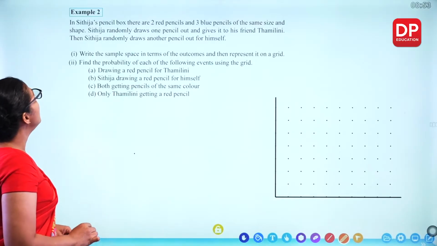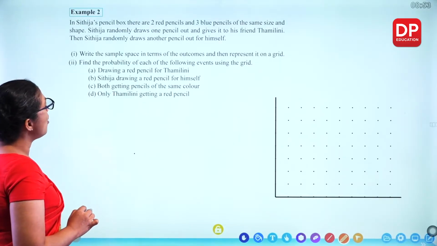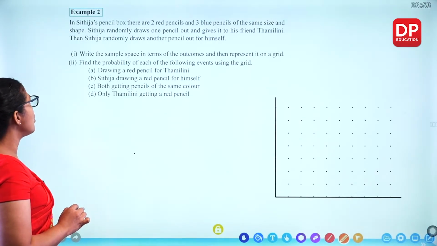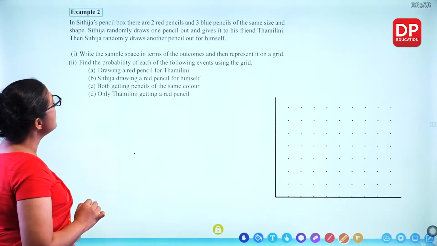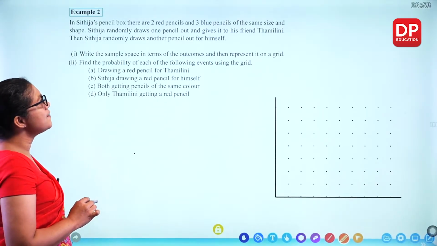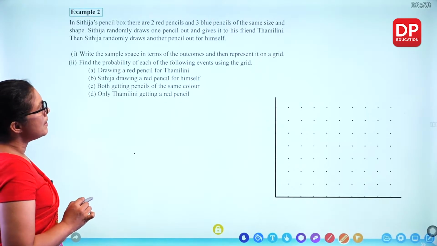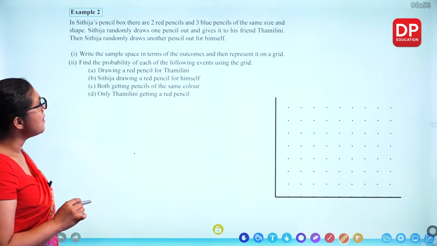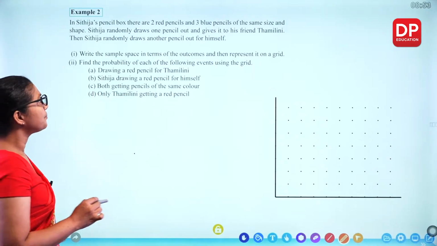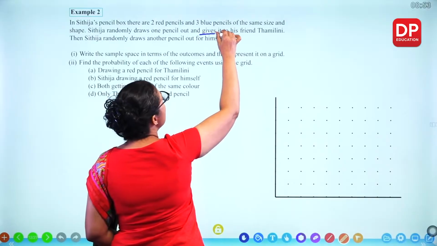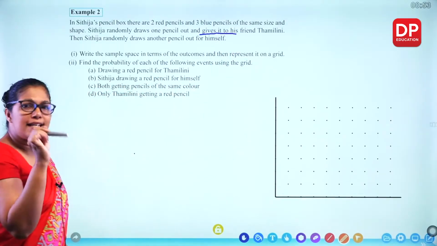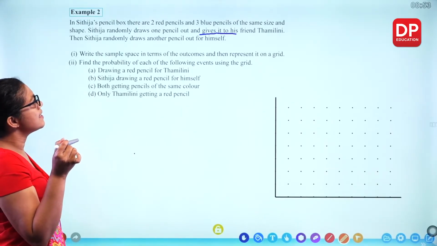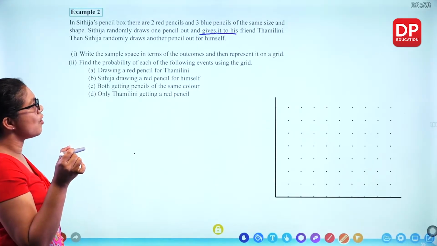Example number 2. In Sithija's pencil box, there are 2 red pencils and 3 blue pencils of the same size and shape. Sithija randomly draws one pencil out and gives it to his friend, Thimalini. Then Sithija randomly draws another pencil out for himself. Write the sample space in terms of the outcomes and then represent it on a grid.